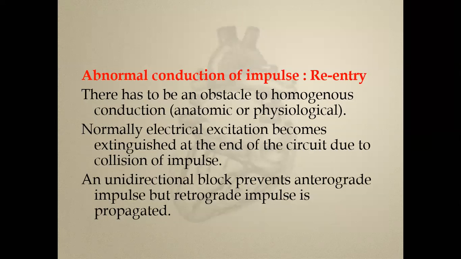What about reentry? There has to be an obstacle to homogeneous conduction. Normal electrical excitation becomes extinguished at the end of the circuit due to collision of impulses. And unidirectional block prevents the antegrade impulse, but the retrograde impulse is propagated.